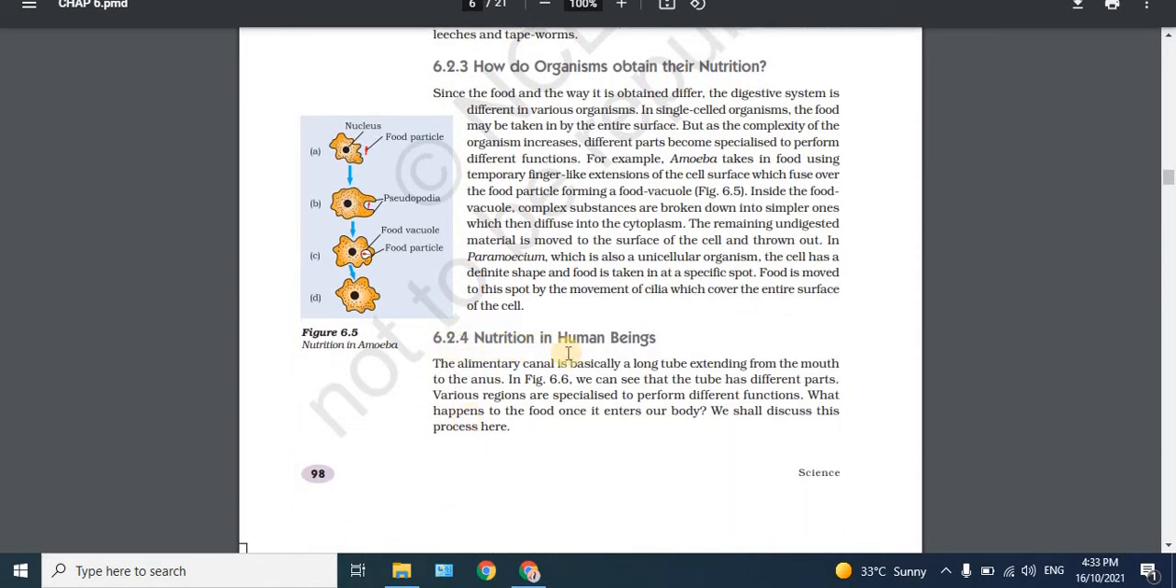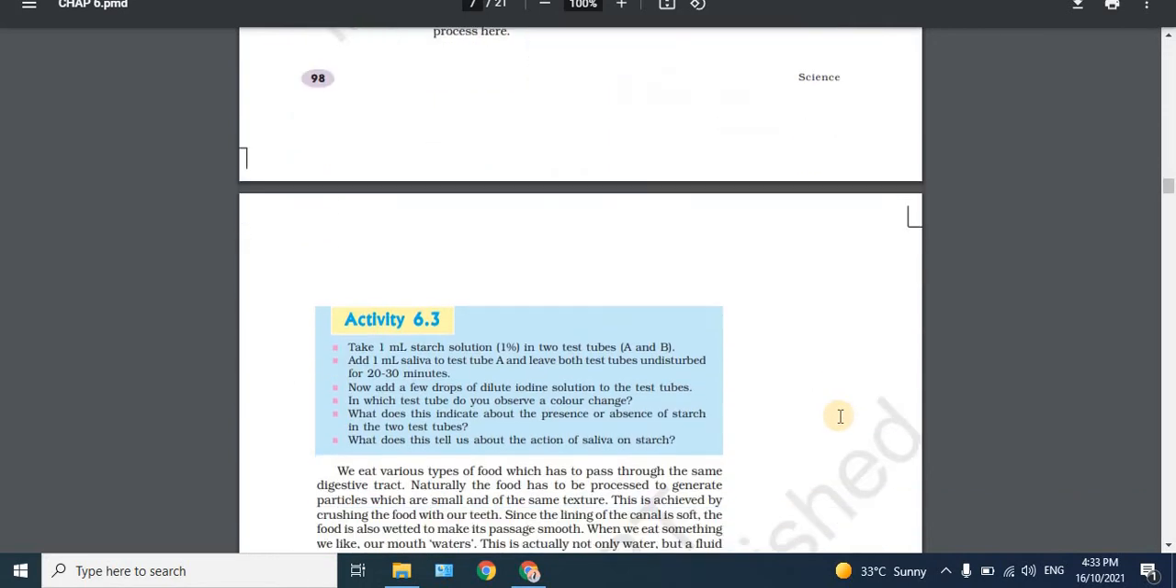6.2.4 Nutrition in human beings. The alimentary canal is basically a long tube extending from the mouth to the anus. In figure 6.6, we can see that the tube has different parts. Various regions are specialized to perform different functions. What happens to the food once it enters our body? We shall discuss this process here.